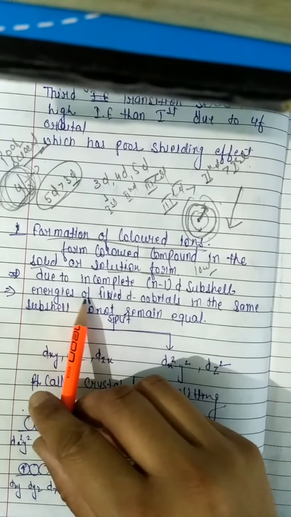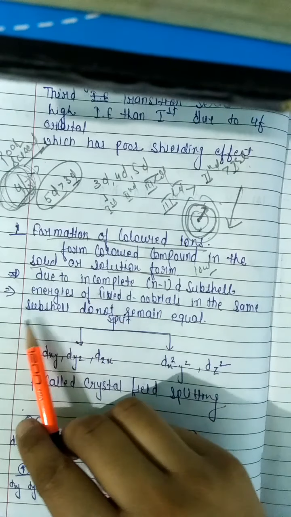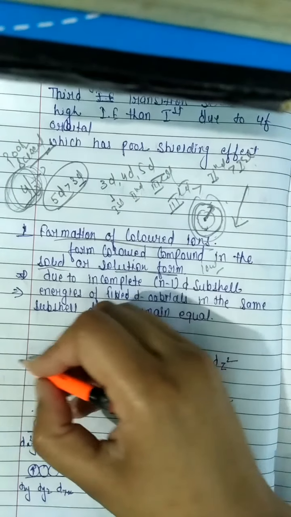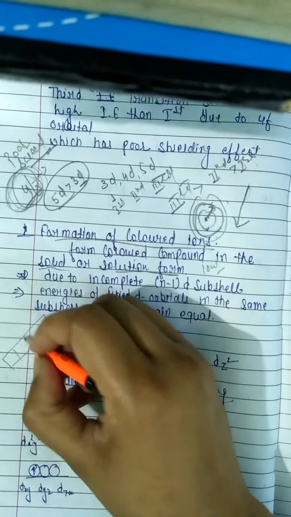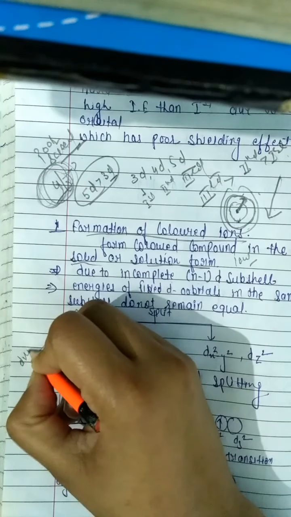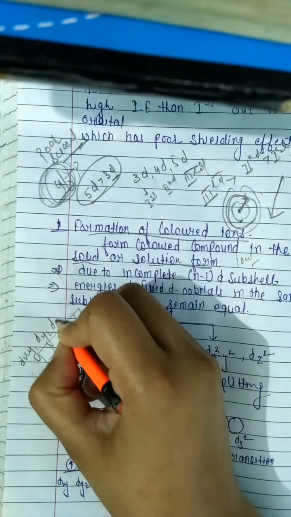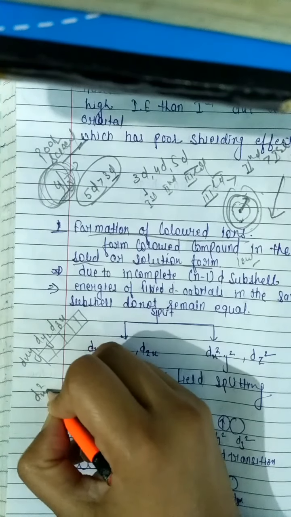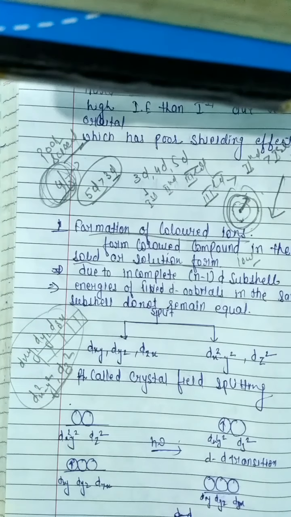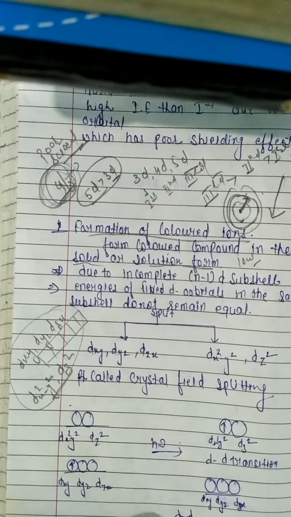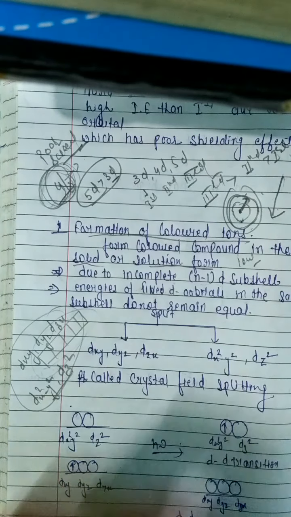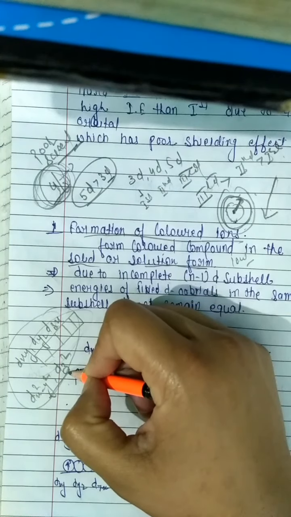The second reason is that the energies of the 5 d orbitals in the same subshell do not remain the same. We have first discussed the d orbitals. They are the 5 d orbitals, and the shapes are dxy, dyz, dzx, dx square minus y square and dz square. In the case of these 5 orbitals, the energies do not remain the same. They are split into two parts.